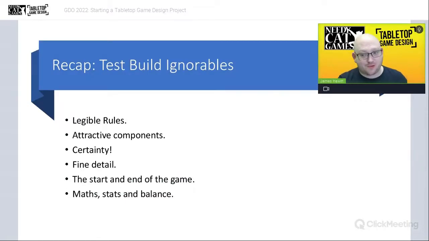And remember the ignorables. We talked about ignorables last week. Things you haven't got to worry about at this stage. Don't worry about legible rules. Don't worry about attractive components. Don't worry about certainty. You can change your mind mid-test build. Don't worry about fine detail, the start and the end of the game, or maths, stats, or balance. So all of that is stuff we talked about last week in more detail. If you want to have a better idea, go back and watch it again.